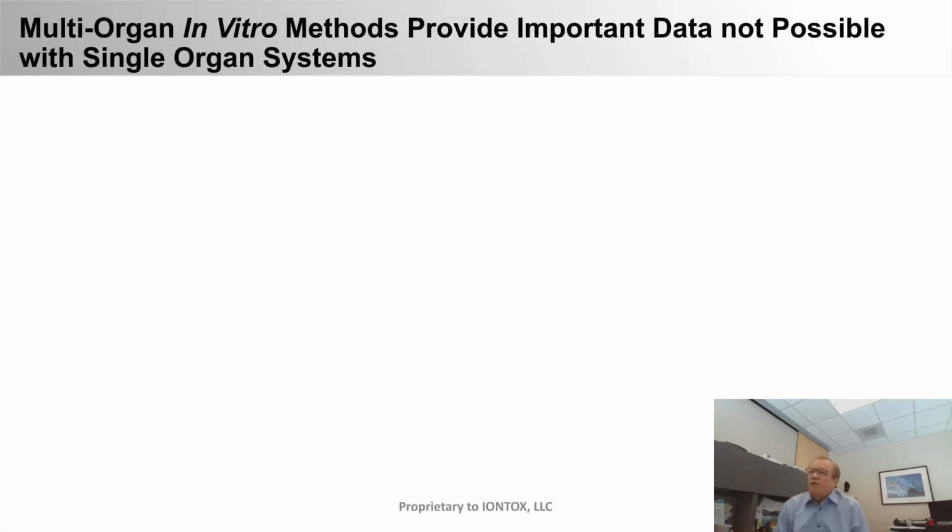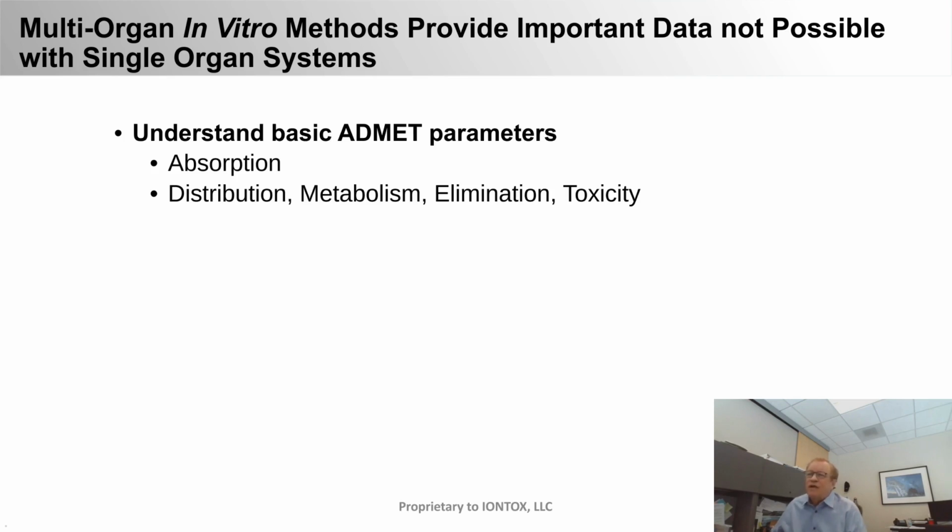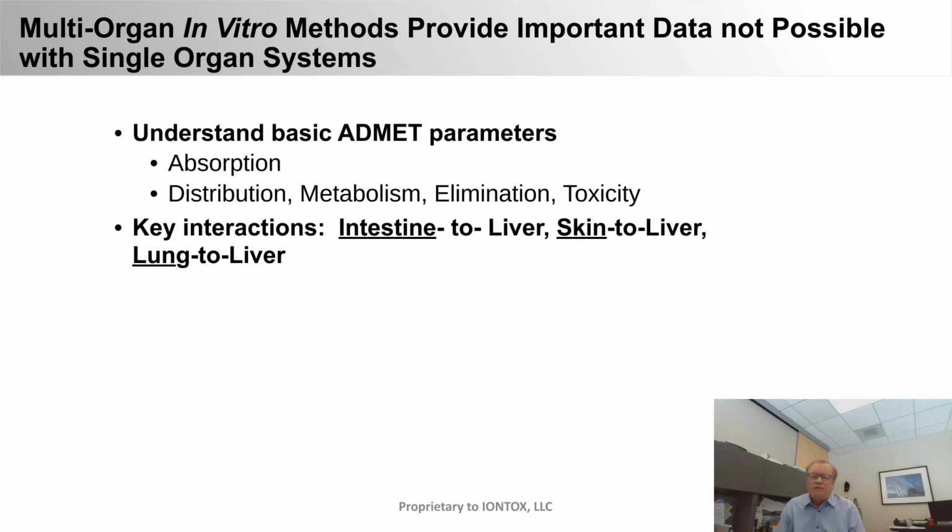So multi-organ methods provide important data that you can't get from a single cell system. We can start to ask questions about absorption, distribution, metabolism, etc. And to do that, we need to be able to study key interactions. The three primary routes of exposure, the oral, dermal, and lung or respiratory. And therefore, we want to look at interactions like the intestine to the liver, skin to liver, lung to liver.